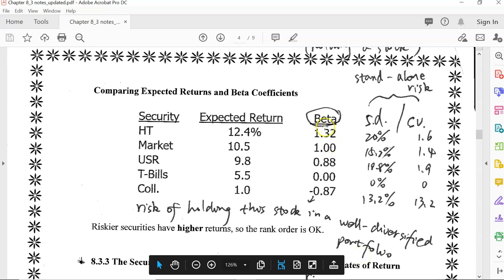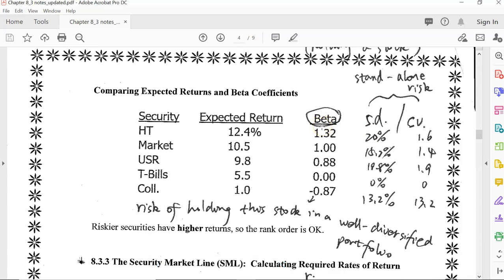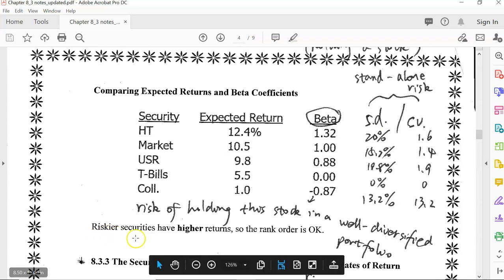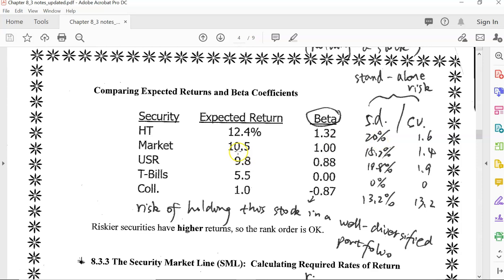Okay, so both beta and standard deviation are risk measures, but beta is the stock risk when we hold the stock in a portfolio. Standard deviation is the stock risk when we're holding this stock by itself. And riskier securities have higher returns, so the rank order is okay. The high-tech industry has the highest return, and it also has the highest beta and highest standard deviation. As the return goes down, we see beta goes down and standard deviation goes down, except for collectibles, where the standard deviation is still a little bit high.